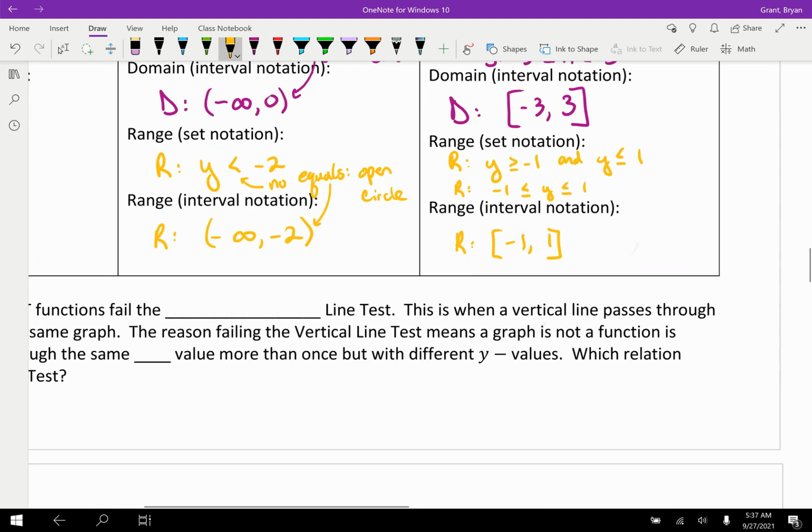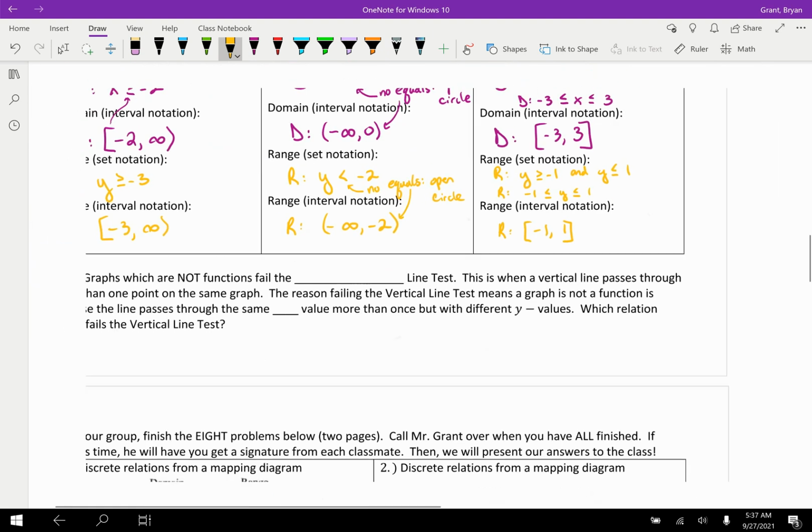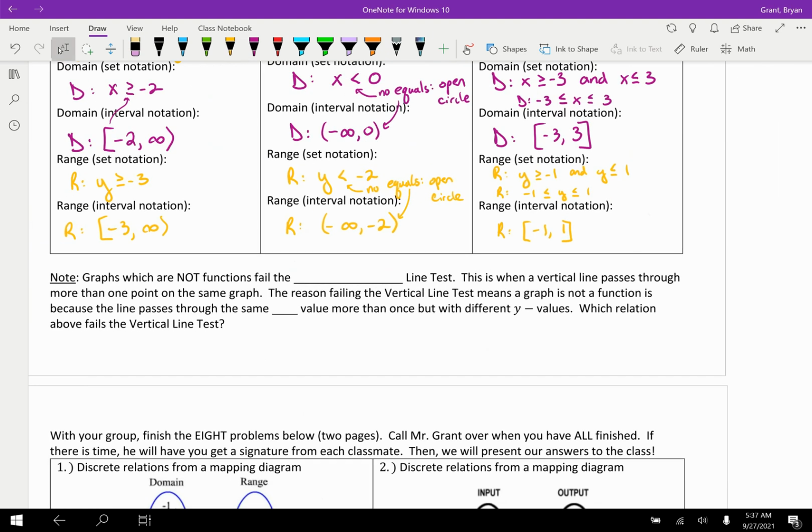All right, one last little note here. Graphs which are not functions, bringing this back to a function thing, fail what's known as the vertical line test. All right, this is when you can draw a vertical line, and don't forget a vertical line is a line that goes straight up and down. It has an undefined slope. And it's when that vertical line passes through more than one point on the same graph.